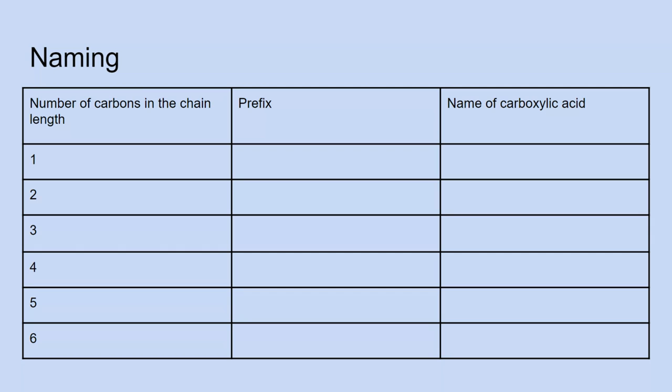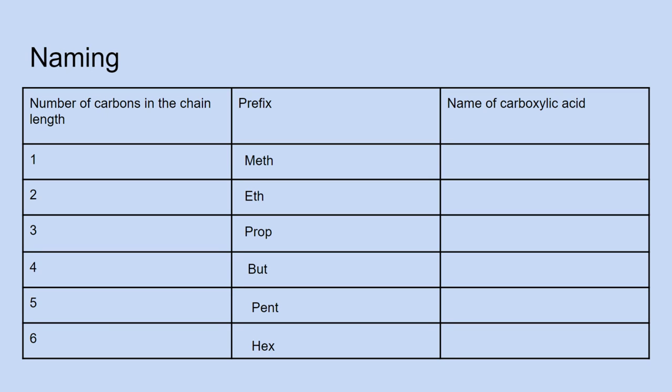Now with naming of alkanes, alkenes, alcohols and now carboxylic acids, they all depend on how many carbons there are in your chain length. Hopefully you can remember the prefixes. If you can't, pause the video and try and remember your mnemonic: monsters eat pupils but prefer hamburgers. Our prefixes should be meth, eth, prop, but, pent, and hex.